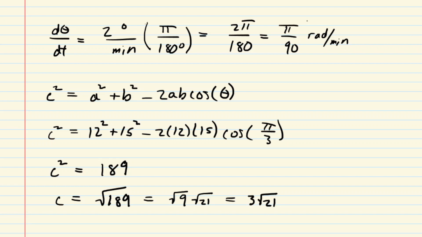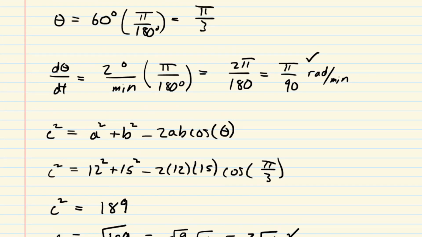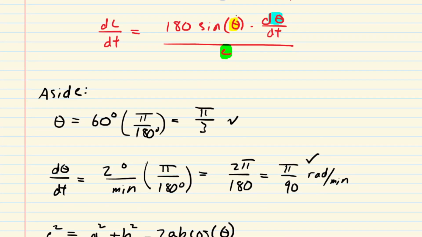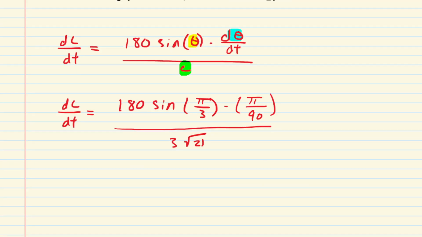So now we have d theta dt, we have c, and we also figured out theta. Let's go back and plug those three values into our dc dt equation here. There we have it. Now it's time to simplify. Perhaps we can begin with the sine of pi over 3. Remember, pi over 3 was 60 degrees. The sine of 60 degrees is root 3 over 2.